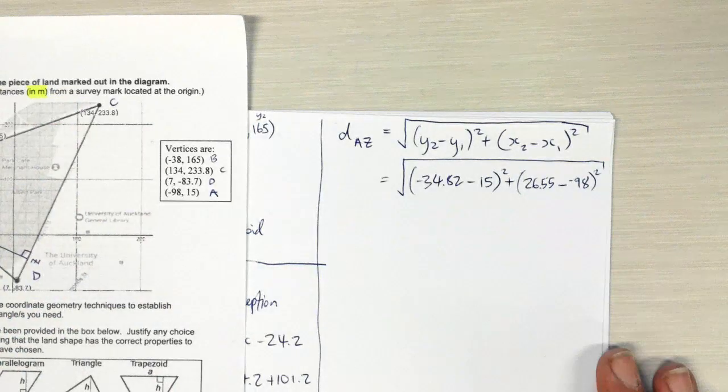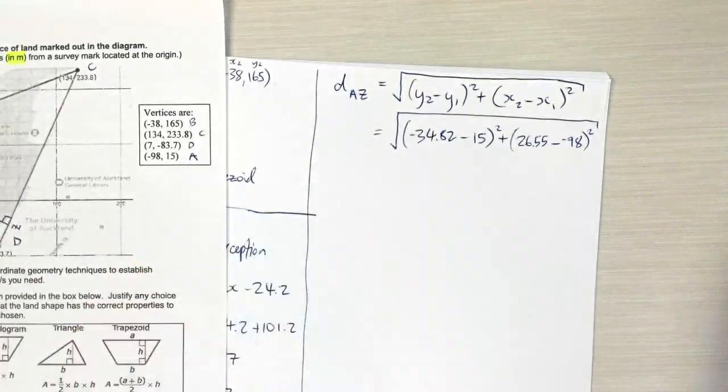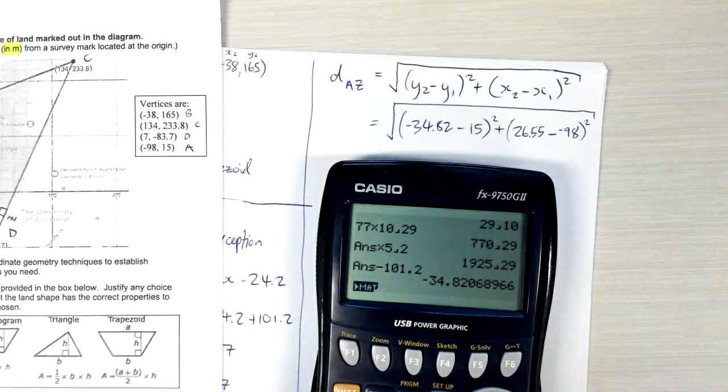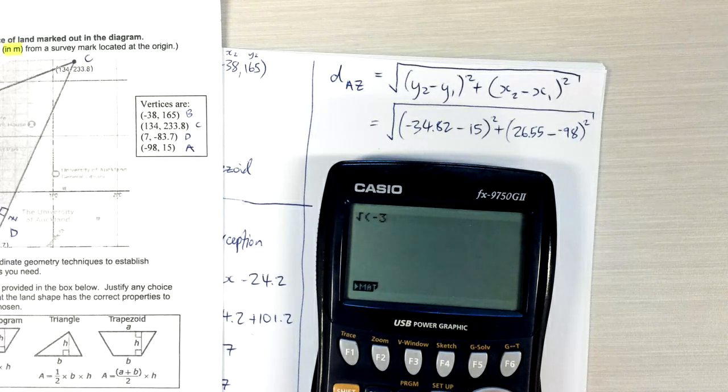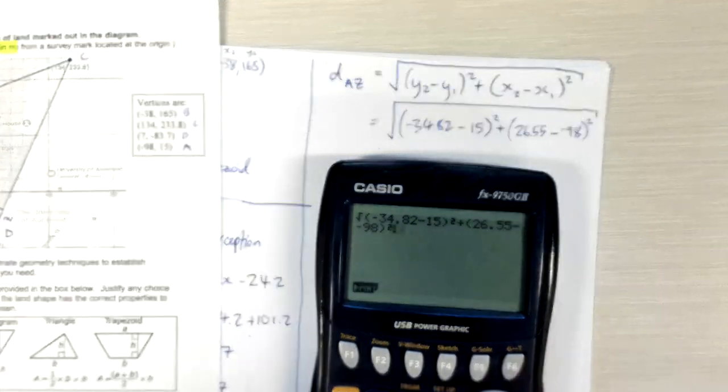Honestly, once you get it in this form, don't even bother doing the calculations. It's just going to waste your time, to be honest. If you've got a calculator and you know how to use brackets, it's going to be way faster doing it like this. Negative 34.82 minus 15 squared plus 26.55 minus negative 98. See, notice you don't even have to deal with your negatives. And then close that off.